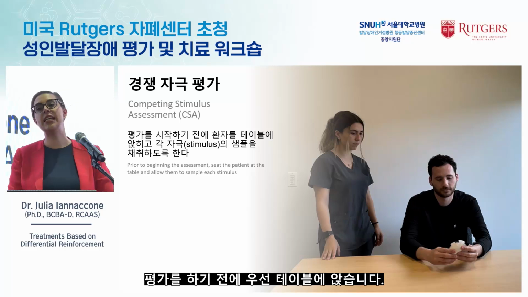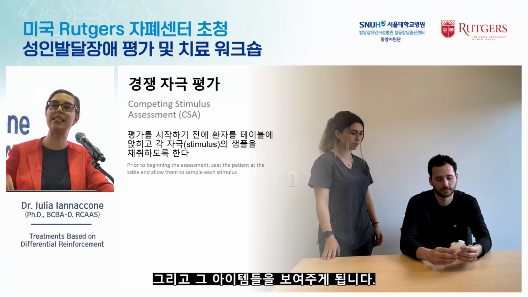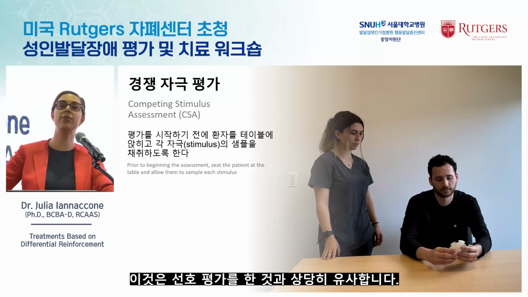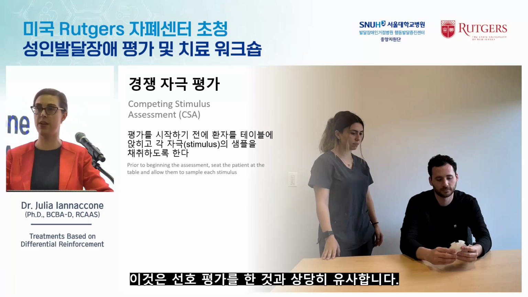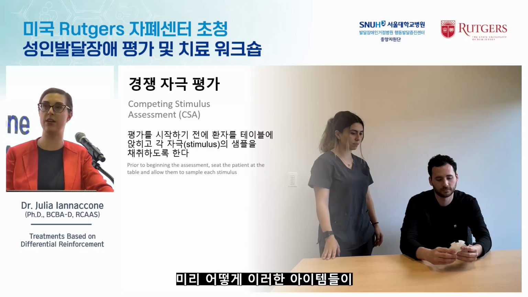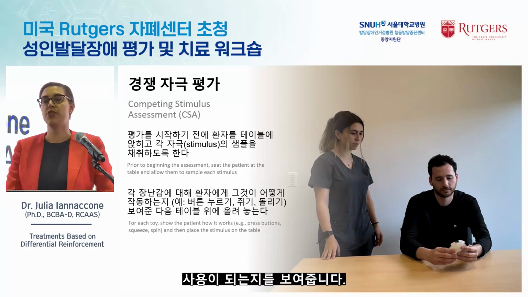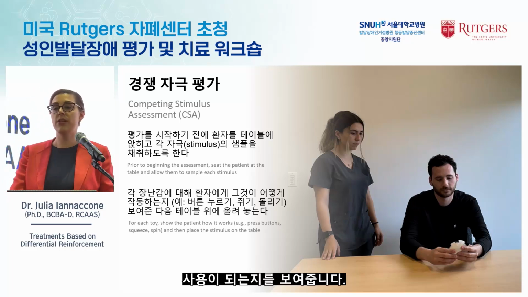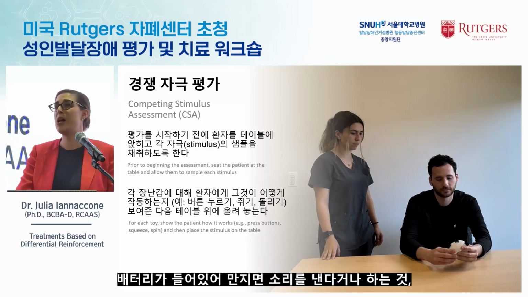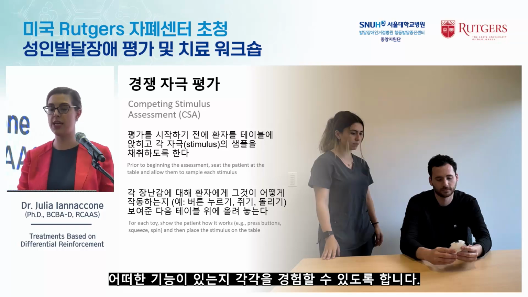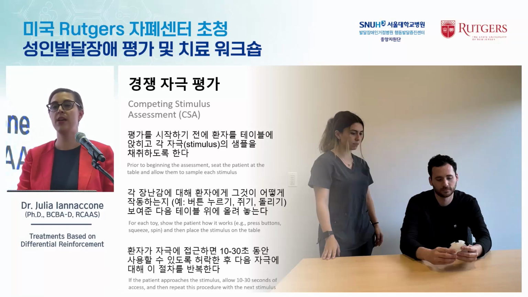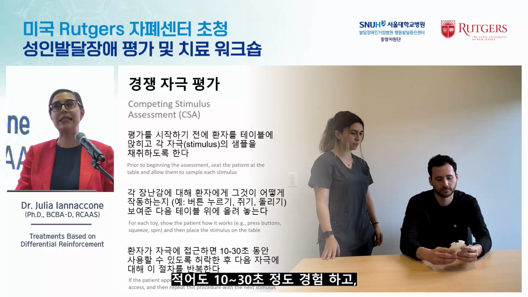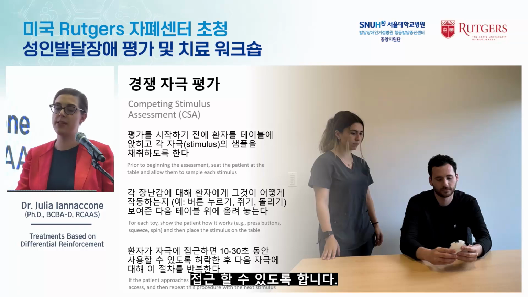So prior to beginning the assessment, you want to make sure they're seated at the table so that they can sample all of the items. Very similar to what you would do for a preference assessment. You're going to offer sampling first so that they know how to engage with the item. So for each toy, you can show them how it works, especially if it's maybe a toy that's battery operated and there's a button. So you can show them how it works and then let them engage with the item for a little bit before you start. We usually provide at least 10 to 30 seconds of access. Sometimes they might be done with it first.